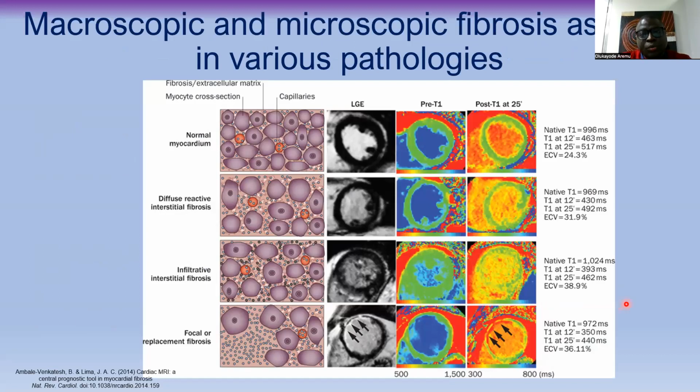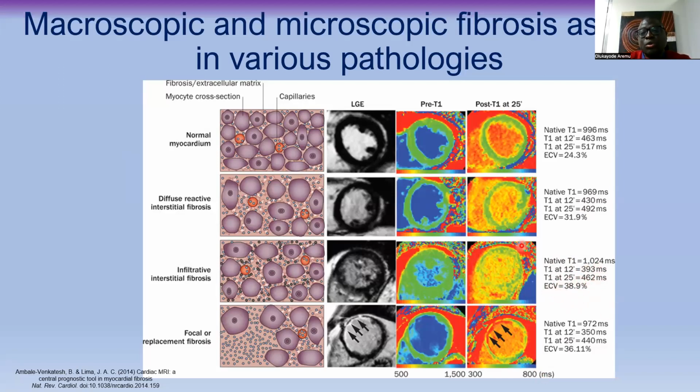And then just showing a few images of microscopic and macroscopic fibrosis seen in different pathologies. So this is diffuse reactive interstitial fibrosis, infiltrative and focal, and we can see the equivalent pre and post values here. So it is not too high here. You can see here it is so diffuse in the infiltrative interstitial fibrosis, and we see 1024 milliseconds.